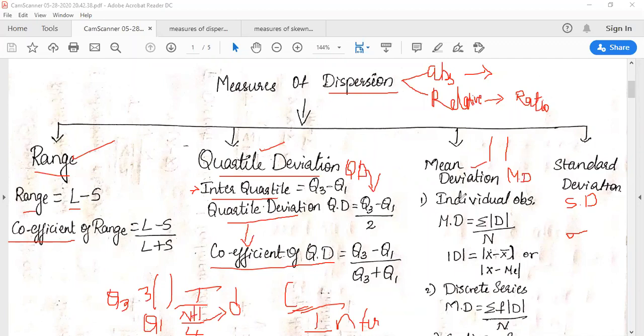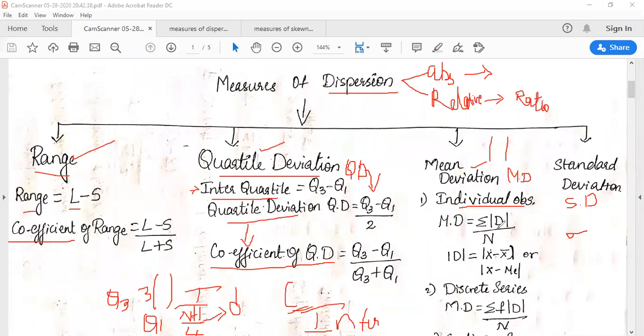So in individual observation, the mean deviation formula goes like this: summation modulus d divided by n. Now no other place are we going to ignore the signs. Only in mean deviation we have to ignore the sign. So summation modulus d by n, that is the formula for individual series.